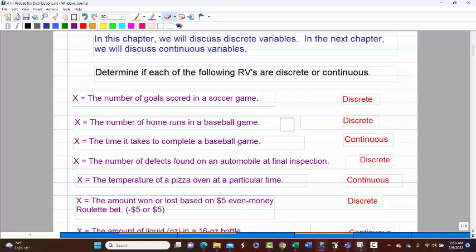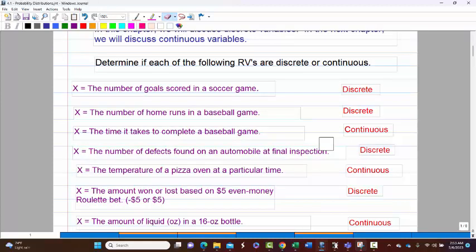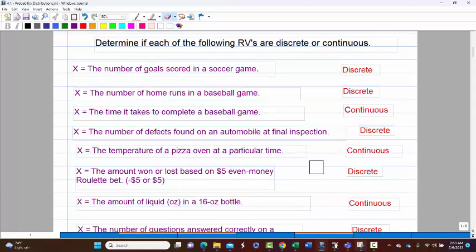The time it takes to complete a baseball game, that would be continuous. Time is going to be continuous. The number of defects found on an automobile final inspection, that's discrete, because if you're just counting the number of defects, it's going to be countable numbers. The temperature of a pizza oven at a particular time, and once again, ignoring that displays are only going to show you whole number temperatures, obviously temperature does not have to be a whole number. It could be in intervals between whole numbers.